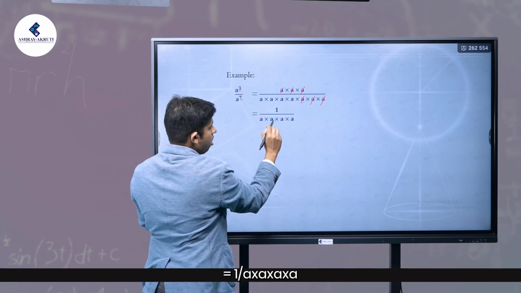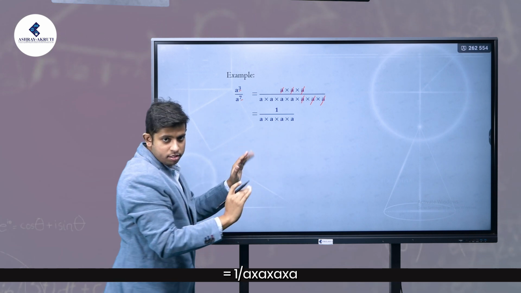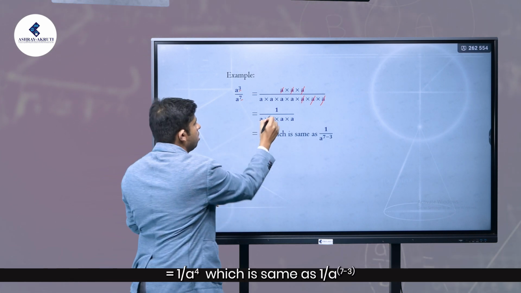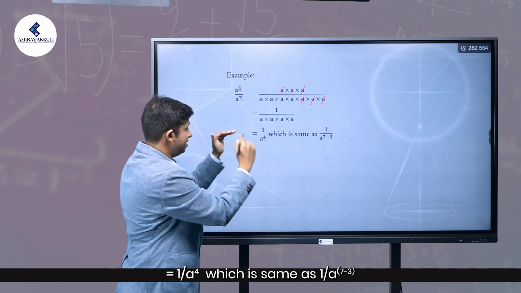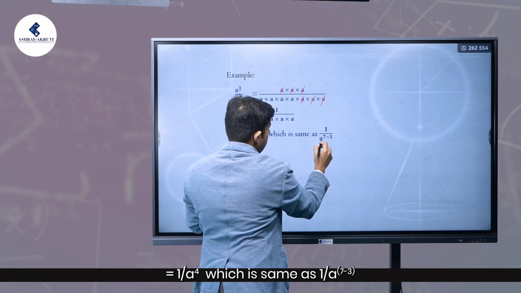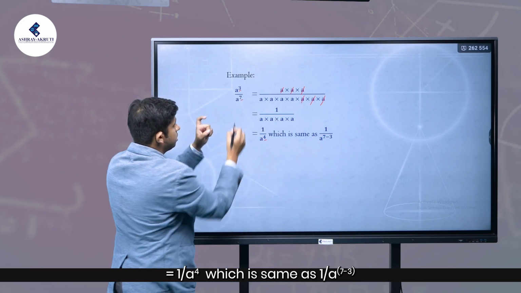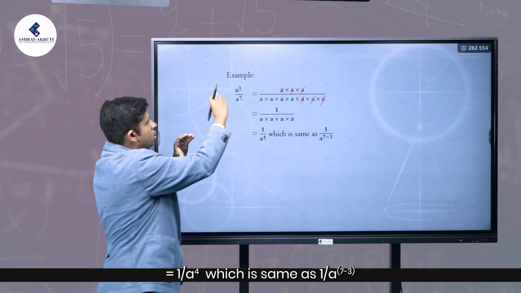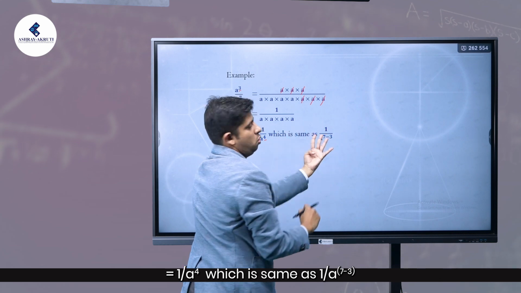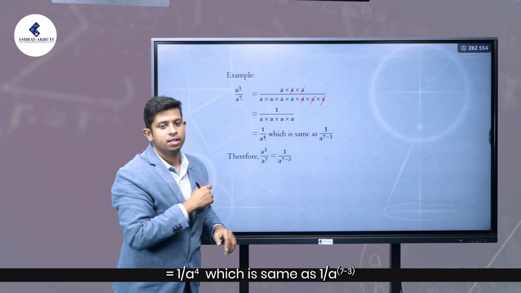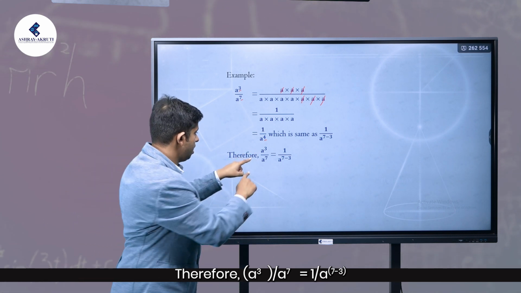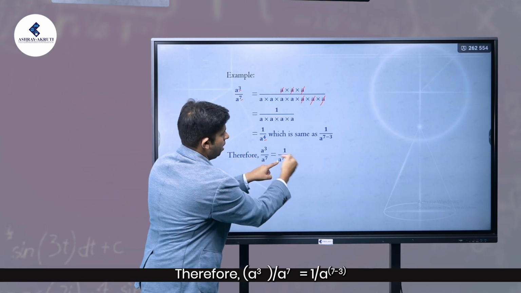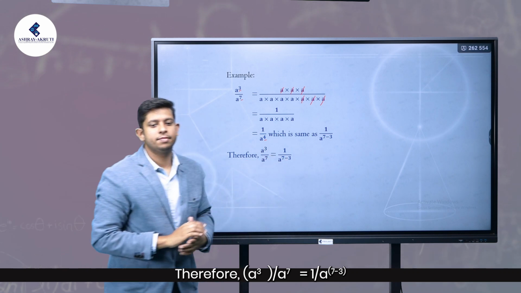Which is equal to 1 by a into a into a into a, is equal to 1 by a to the power of 4, which is same as 1 by a to the power of 7 minus 3. Therefore, a to the power of 3 by a to the power of 7 is equal to 1 by a to the power of 7 minus 3.